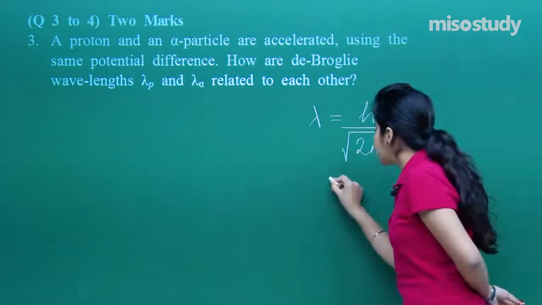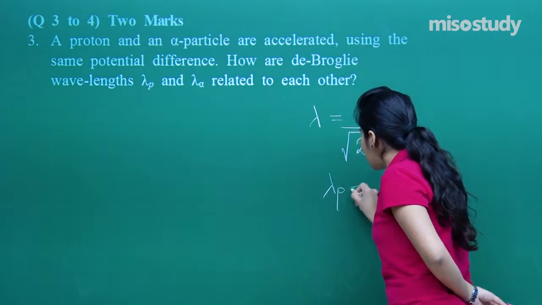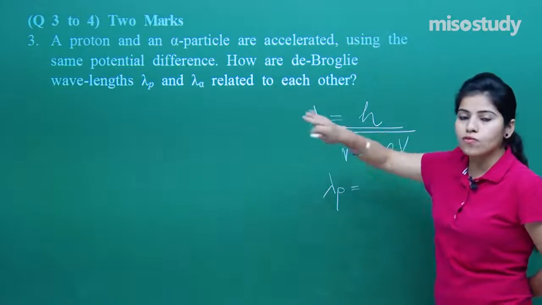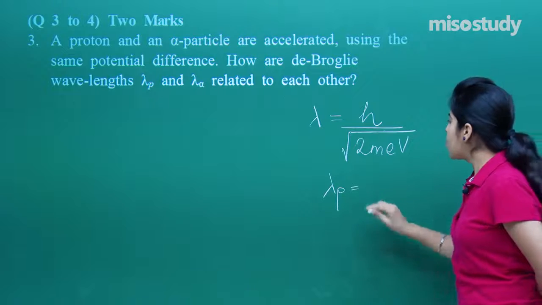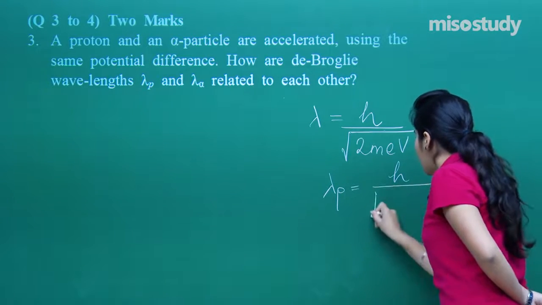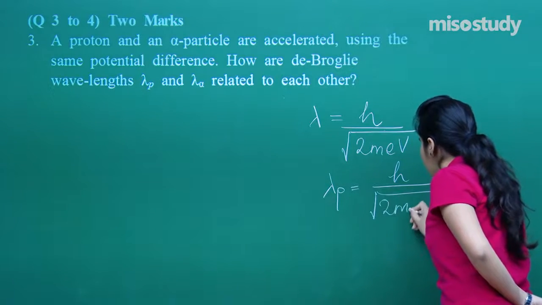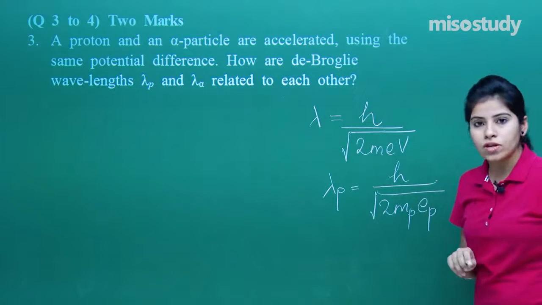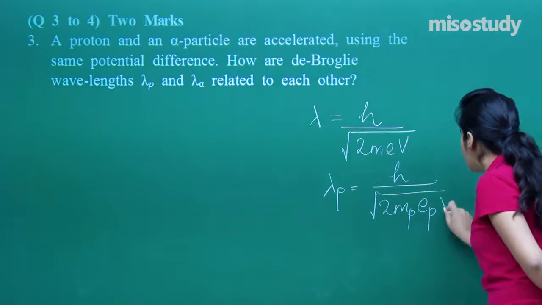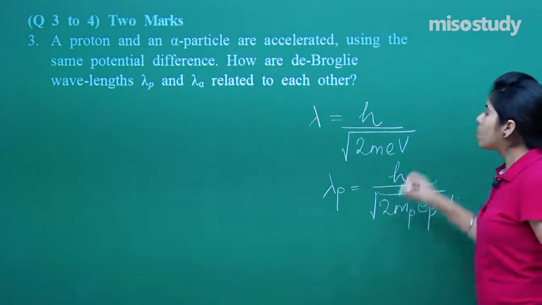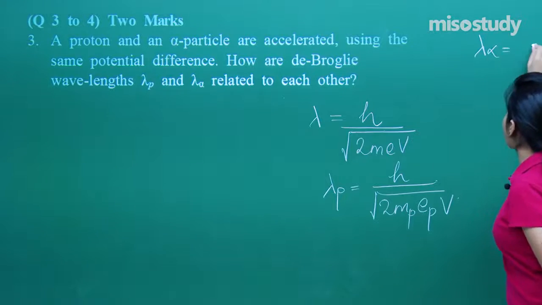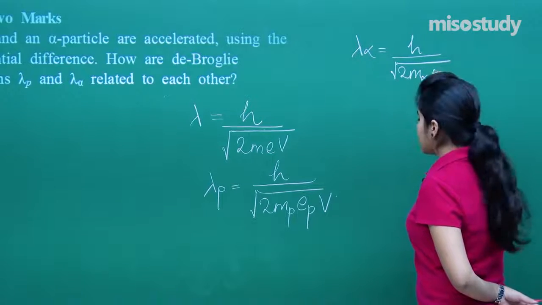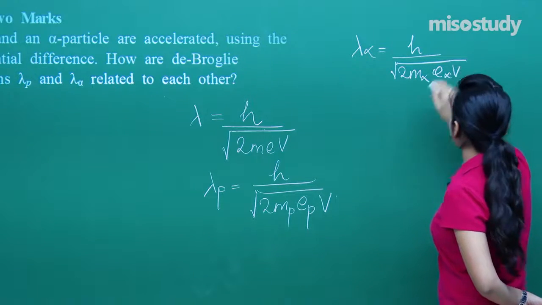So let us say lambda p, that means the wavelength of proton. We have to tell the de Broglie wavelengths of proton and alpha. So lambda p will be equal to h upon under root 2 mp, that means mass of proton, ep, that means the charge of the proton, into V. If I talk about the alpha particle, I will be writing it like h upon under root 2 m alpha e alpha into V, right.